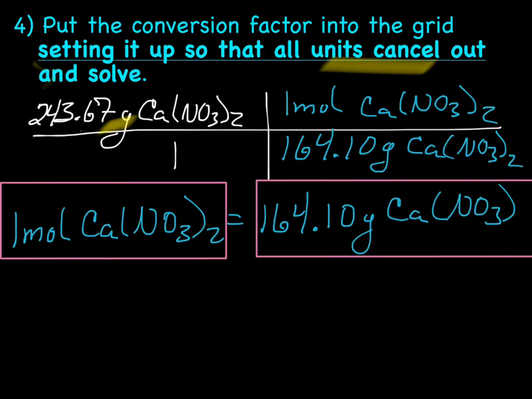And now an important step is to make sure we actually did set this up right. Do these grams Ca(NO3)2 cancel out with the grams calcium nitrate down below? The answer is yes, they do. So now what we need to do is grab our calculators and do some calculations.